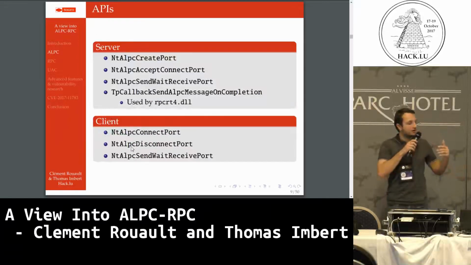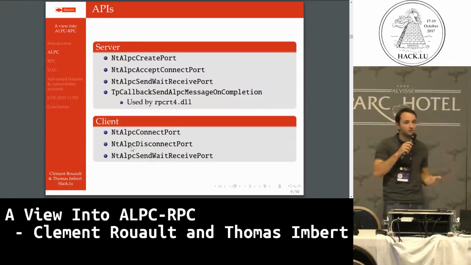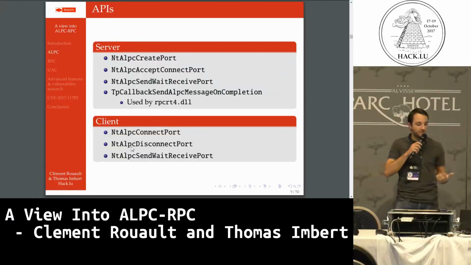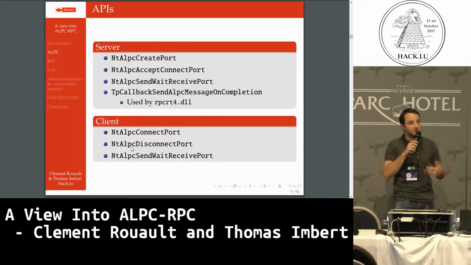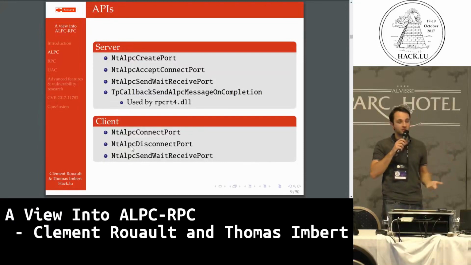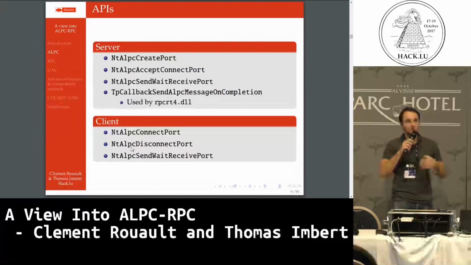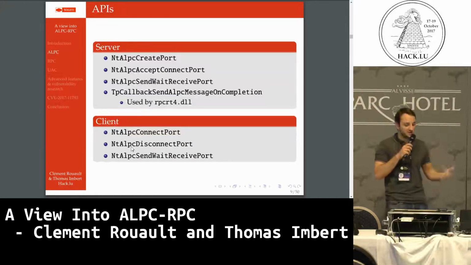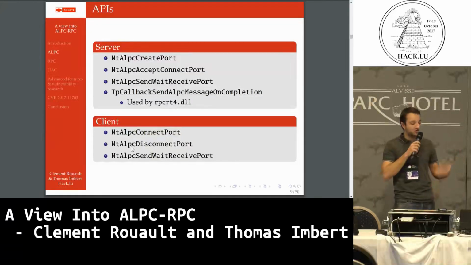Given that, all we need now are the APIs used to do ALPC communication. A server is able to create a port using NtAlpcCreatePort, accept a connection, and we have the main API, which is NtAlpcSendWaitReceivePort, which allows you to either send a message, receive a message, or do both: send a message, wait, and receive a message. And it can be done both synchronously or asynchronously. And the last one for the server is TpCallbackSendAlpcMessageAndCompletion, which is a really obscure API used by RPCRT4.dll, which is the RPC runtime. We just put it because we found it during reverse engineering and for documentation purposes.